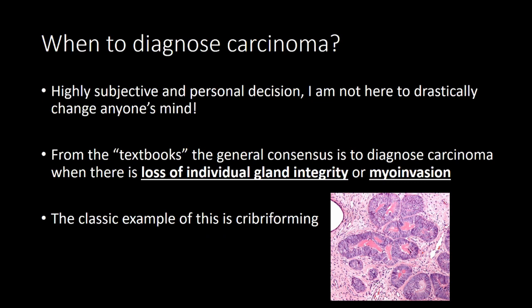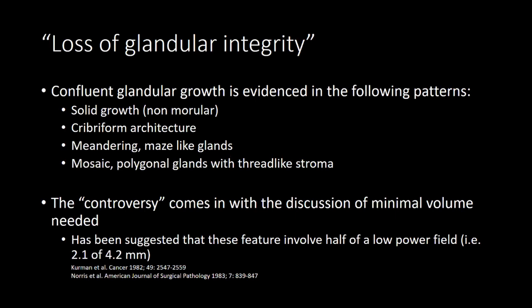Now, from the textbooks and from the articles, sometimes it seems a little bit more black and white. You'll say, oh, well, in the textbooks, they say if there's loss of individual glandular integrity or if there's myoinvasion, you call carcinoma. But like I said, in a biopsy, you can't always tell if there's myoinvasion. Now, just for example, this is what I would call loss of glandular integrity, and that's an example of cribriforming. And so what do I mean by that? Well, I mean when one gland melts with another gland and becomes multiple glands, and so you no longer have individual glands. And I think the big controversy that happens here is when is there enough loss of glandular integrity to warrant upgrading a EIN or an atypical hyperplasia to an adenocarcinoma?